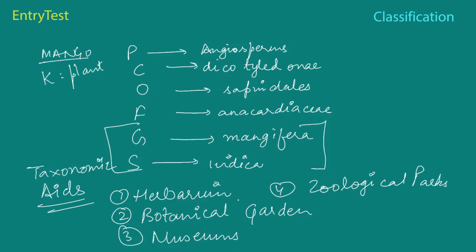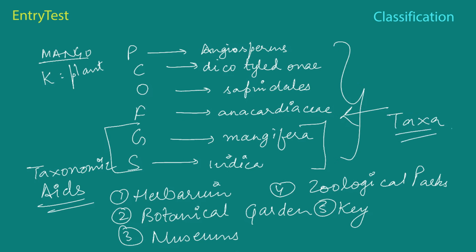And then you also need something like a key. Just like you have keys for a map, you also need to have keys for an organization, so that it can help you to identify an animal or a plant. A key would basically give you information on all of these taxa. So that is the usefulness of a key.